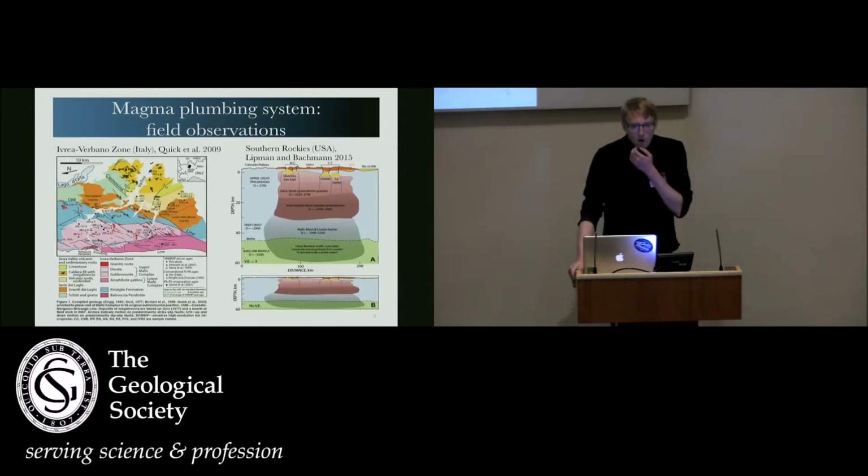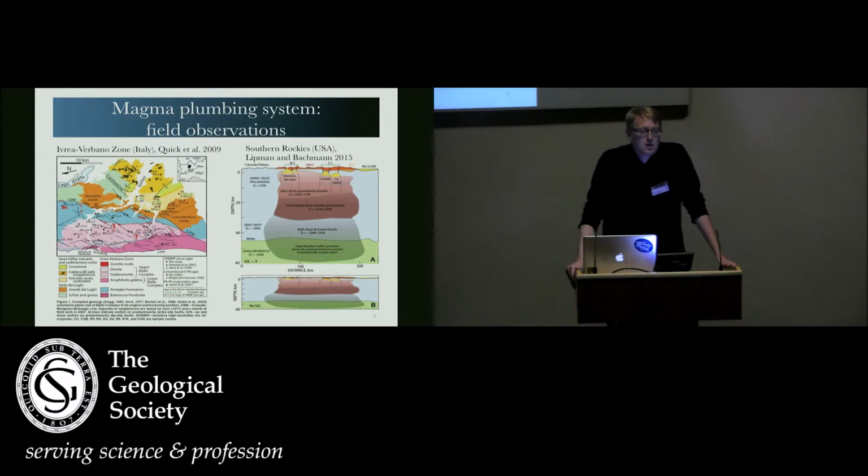So if we check out some observations of how a magma plumbing system looks, there are certain spots in the world where you actually can walk through the entire crust. A very nice example is Ivrea in northern Italy, where on the left, these pinkish units are the lower crust, and then if you walk upwards in the graph, you're walking upwards into the crust, into these yellow regions, which are volcanic deposits. There are also similar observations in the Southern Rockies, where you again see that sort of polybaric differentiation when you go from the lower part to the upper part in the crust.